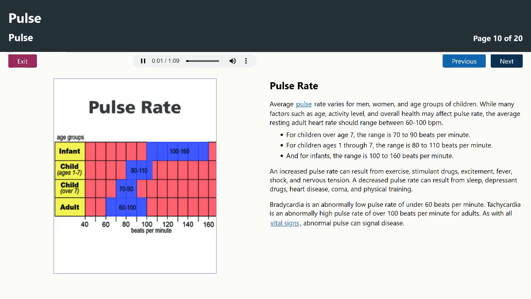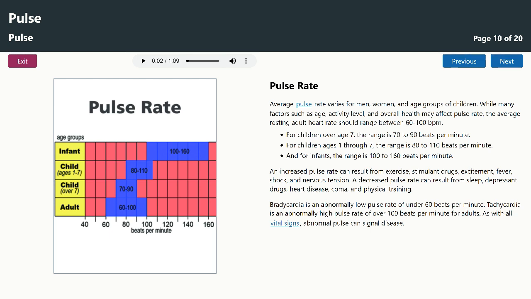Pulse rate. All right, so average pulse rate varies for men, women, and age groups of children, while many factors such as age, activity level, and overall health may affect pulse rate. The average resting adult heart rate should range between 60 to 100. And we talked about that in foundations. Y'all know 60 to 100 is considered normal. For children over age 7, the range is 70 to 90. For children 1 to 7, it's 80 to 110. Infants range 100 to 160 beats per minute. So, kind of like as you get younger, your heartbeat will be faster.